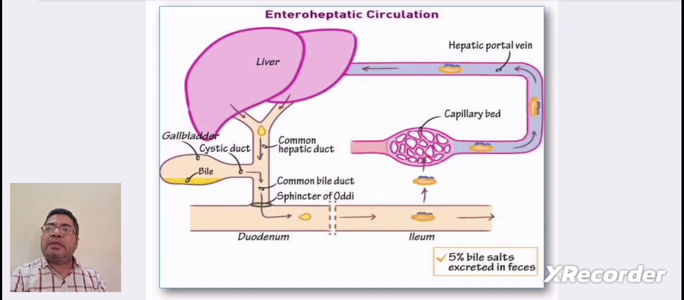In this diagram, we can see the enterohepatic circulation of bile salts. First, they are secreted by the liver, then they pass through the common bile duct, then into the duodenum, then into the ileum. In the ileum, they are reabsorbed by the capillary bed and once again sent back to the liver for enterohepatic circulation.